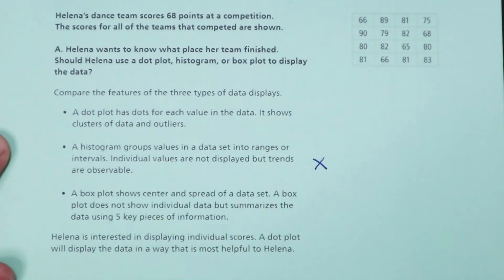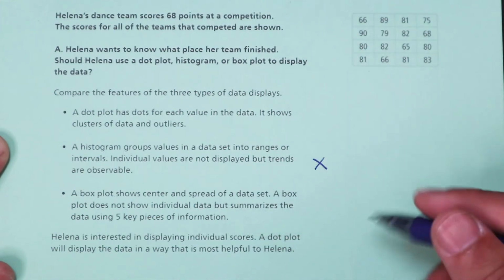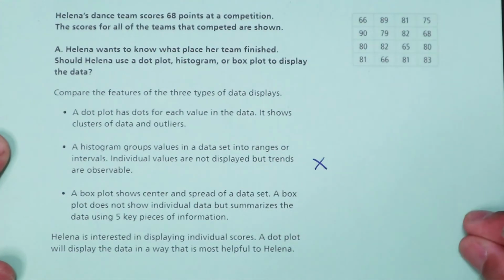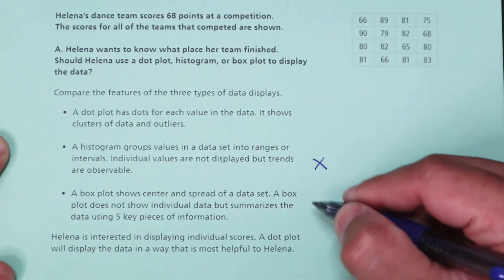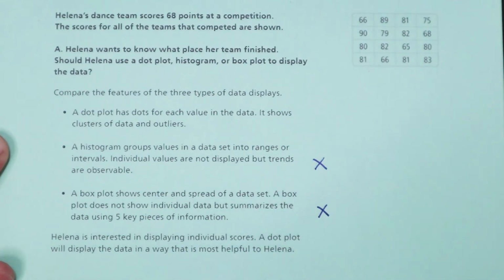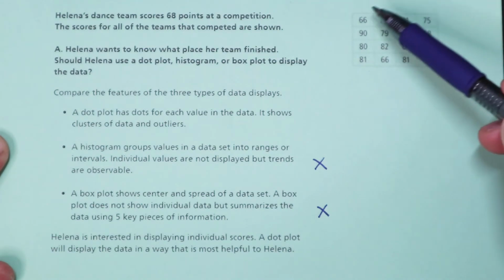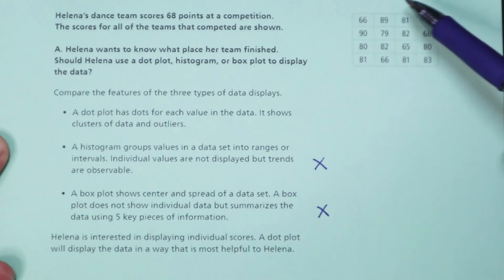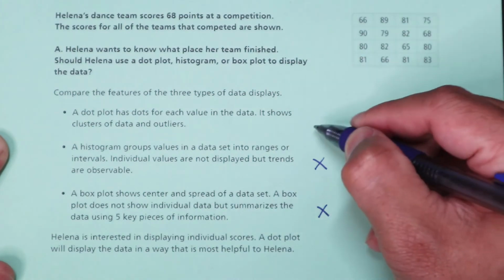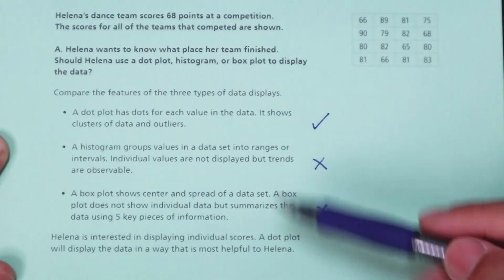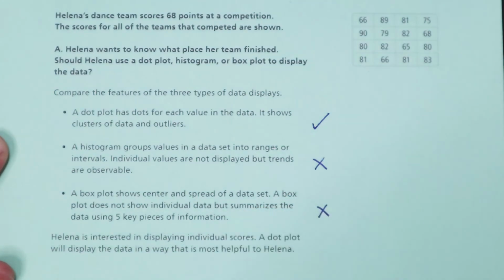A box plot does not show any characteristics of each individual because it only shows you 5 numbers: the least, the greatest, and the quartiles. It does not tell you the detail of each individual, so we would not use that. The only display that still keeps the individual's information would be a dot plot. Therefore, we should be using a dot plot to display the data.